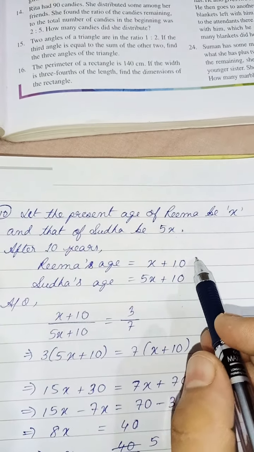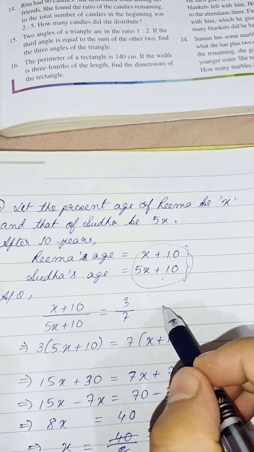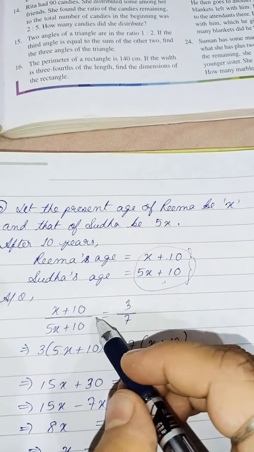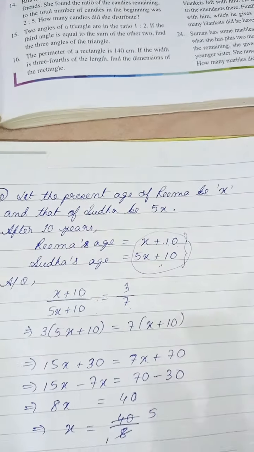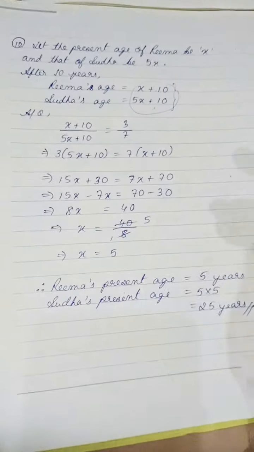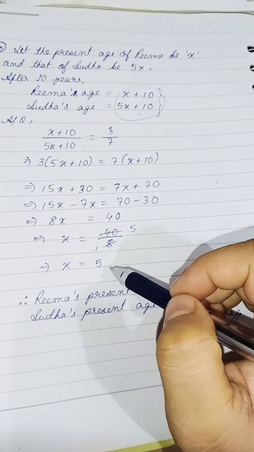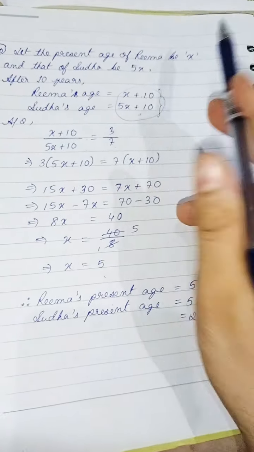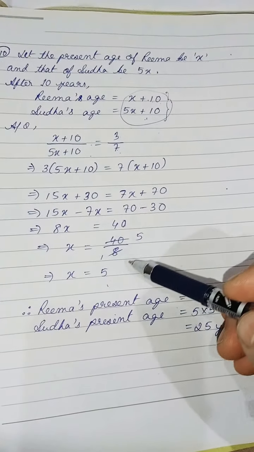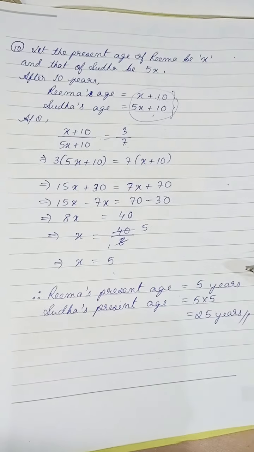Now the question says, after 10 years, if this is their age, then the ratio of their ages becomes 3:7. That means this by this gives you the ratio 3/7. Now we'll go for the cross multiplication method, which I have already learned earlier also. So after doing the cross multiplication method, the answer comes 5. So x equal to 5 means this is the age of Rima, the present age of Rima. And if I put the value of 5 here, 5 into 5, 25, which is the age of Sudha.